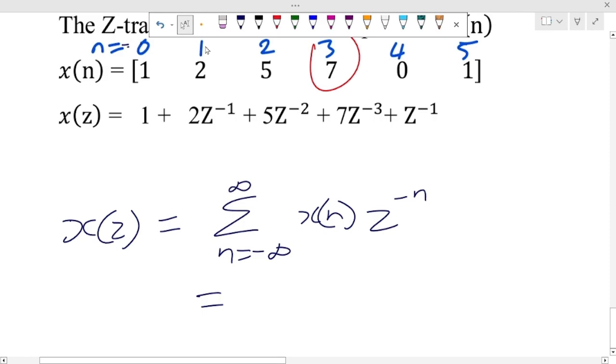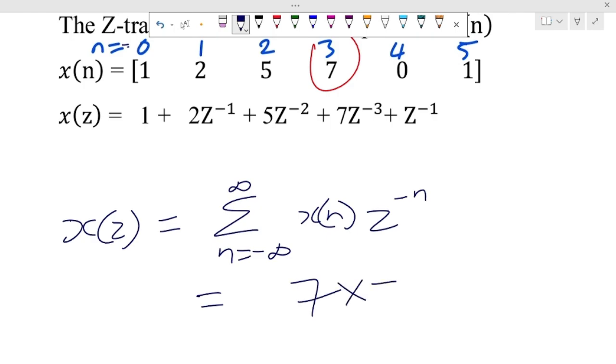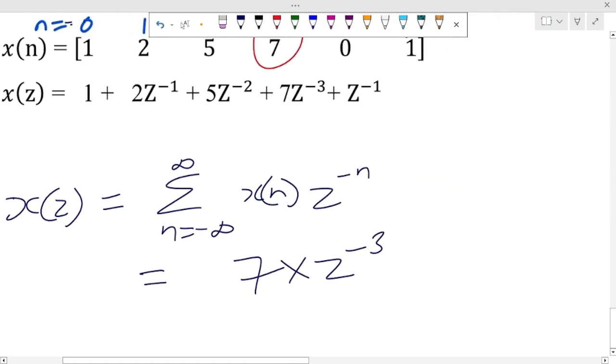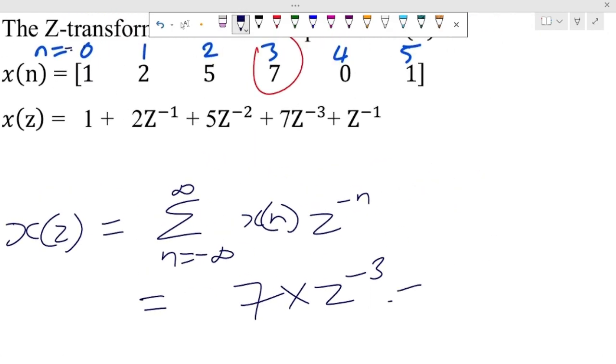this. So x of n will be what? 7. So here will be 7. Put that down, 7 times z raised to the power what? What do you have here? 3. When n is 3. So put that there. 3. So you get what? You get what? 7z raised to the power minus 3.